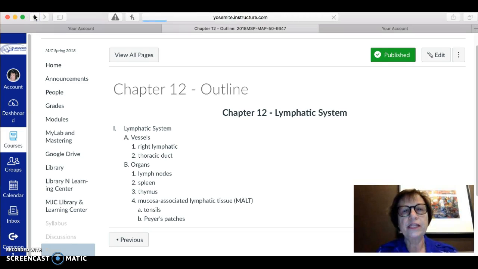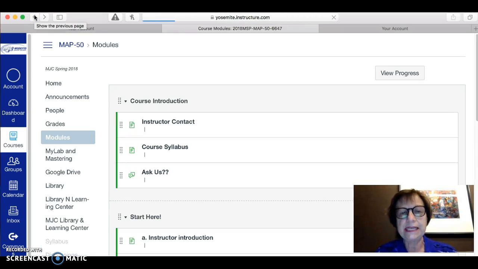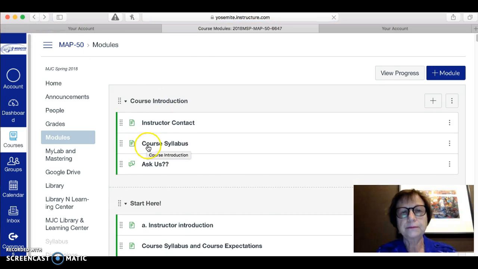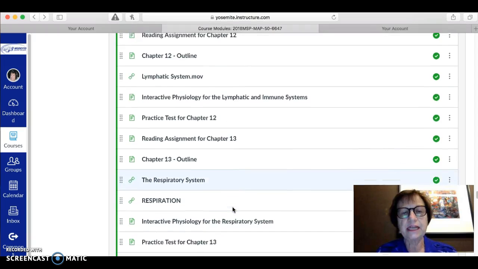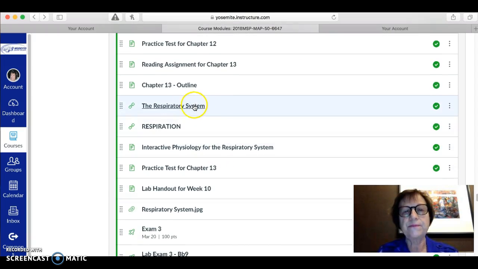Then we're going to chapter 13. And chapter 13 is the respiratory system. You also have an interactive physiology video on the respiratory system.